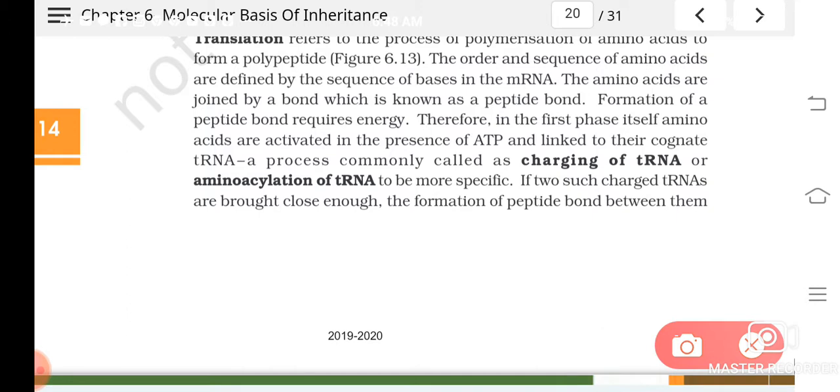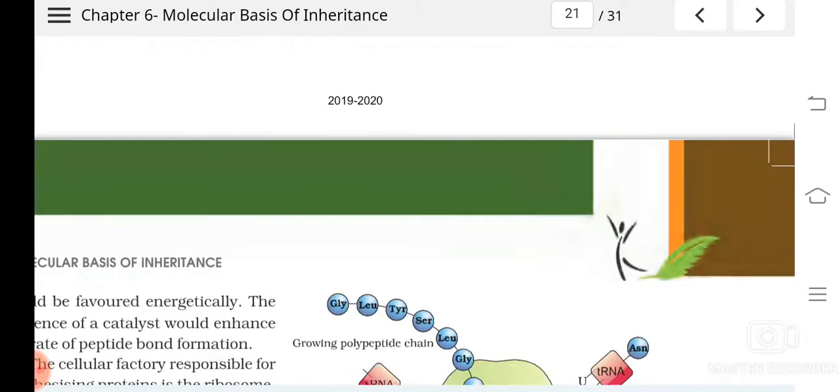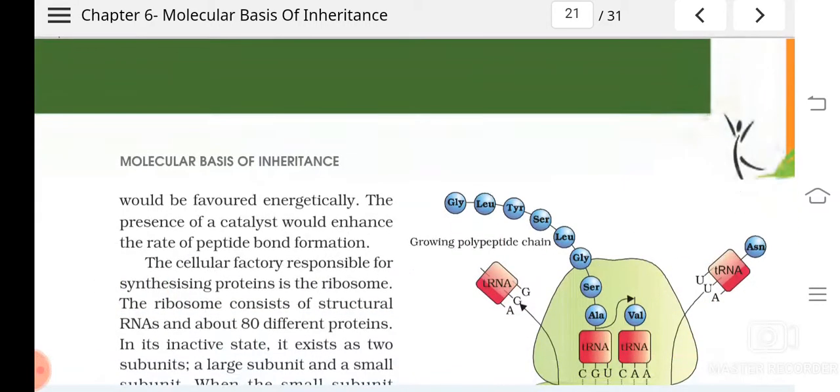Okay, so if these two tRNAs are brought together, then what? Energetically, the activated amino acids, they will form a peptide bond between them. Understood? These activated amino acids, which are carried by the tRNA, if they are brought together, what will happen? They will form bonds between them. Okay, as it is an energetically favorable process. Okay, so this is the first phase of what?